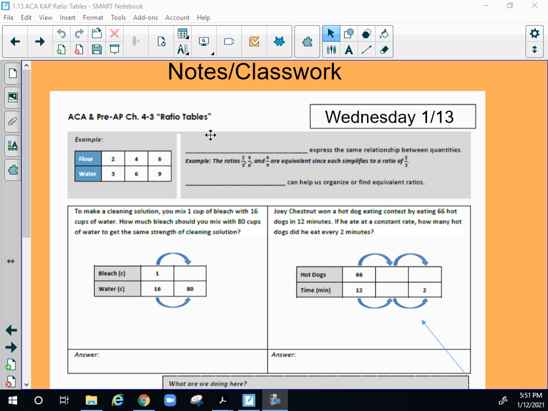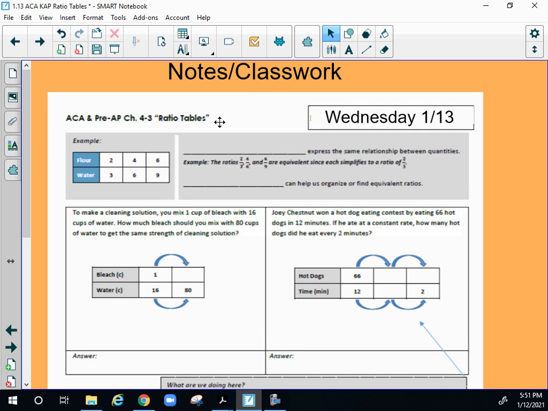All right, so the first blank says equivalent rates express the same relationship between quantities. For example, the ratios 2/3, 4/6, and 6/9 are equivalent since they all simplify to 2/3.